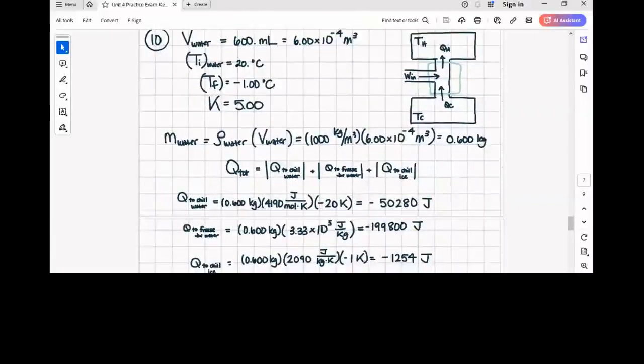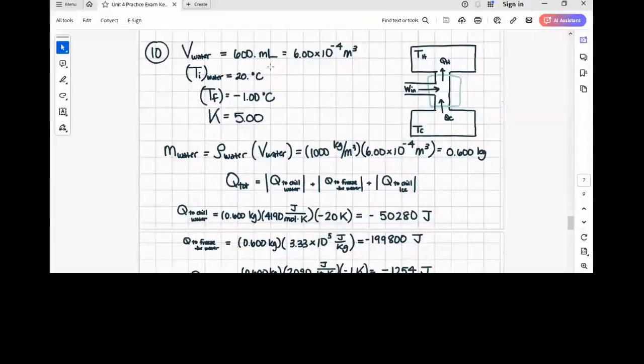And finally, number 10. 600 milliliters of 20 degrees Celsius water is placed in a freezer with a coefficient of performance equal to 5.00. How much heat is exhausted into the room as the water changes to -1 degree Celsius ice? All right, so we'll start by finding the mass of the water, which we can do by taking the density of water, that's 1,000 kilograms per cubic meter, and we can combine that with the volume that we were given. It was given in milliliters, but we can convert that into cubic meters.